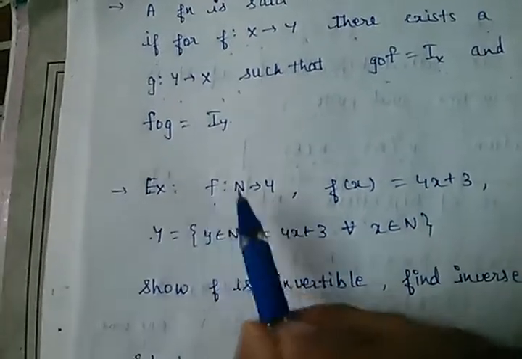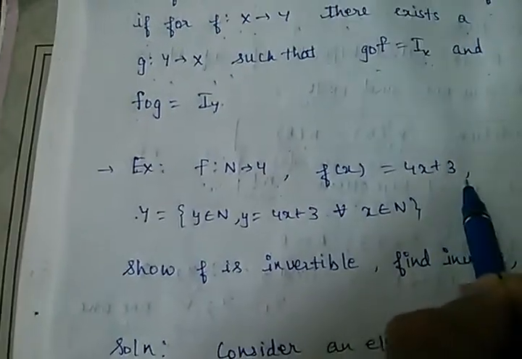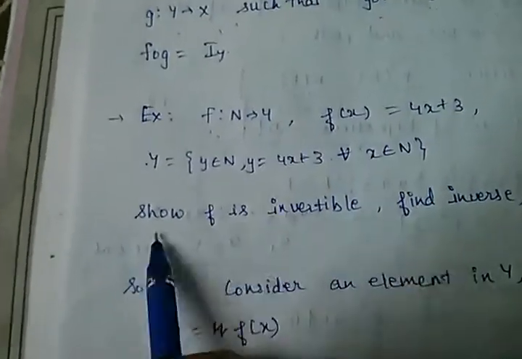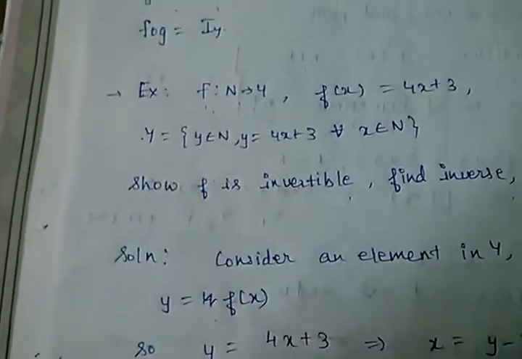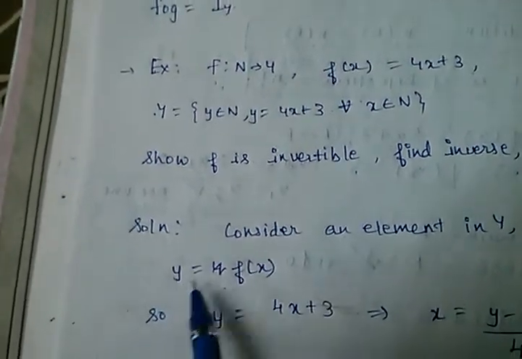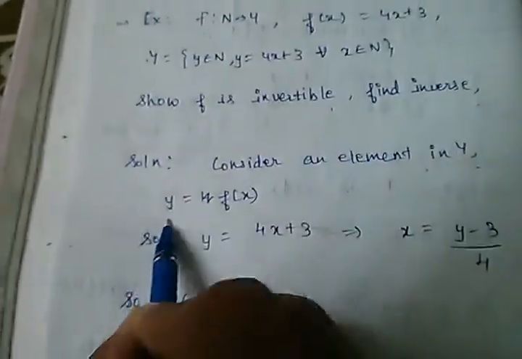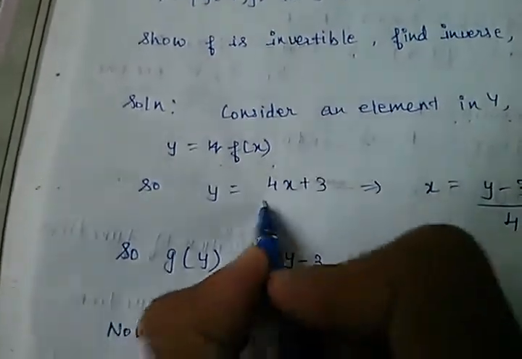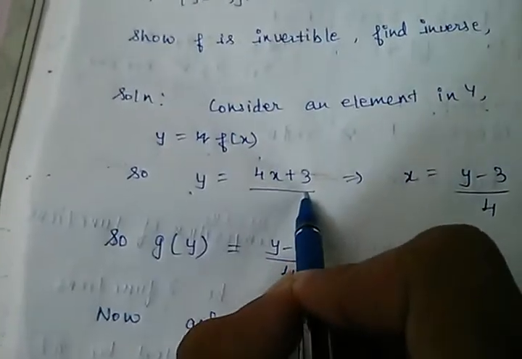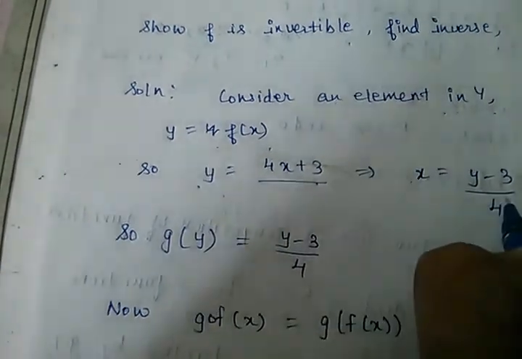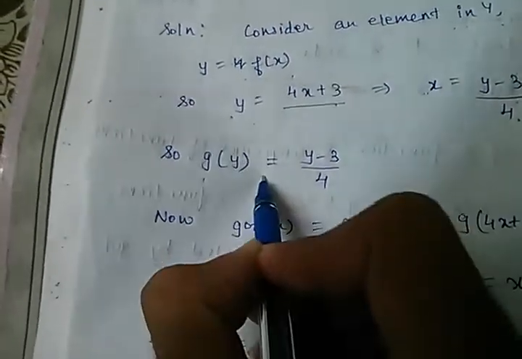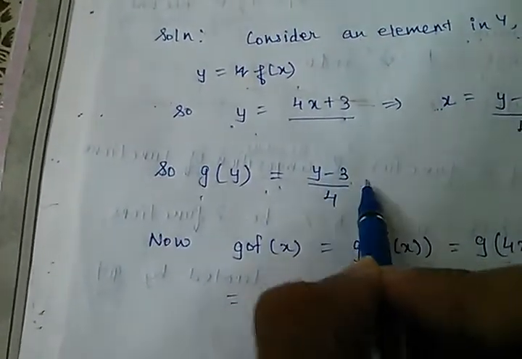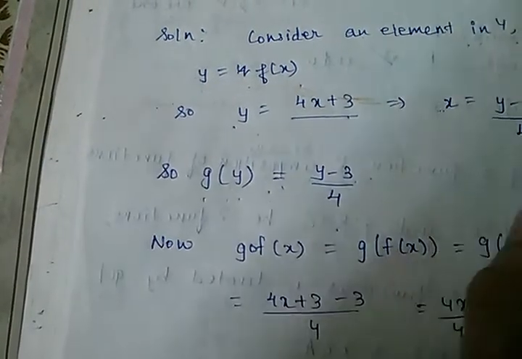Now, for example, if we take f from N to Y such that f(x) is given by 4x + 3. To show that it is invertible, first we need to show that it is invertible and then find the inverse. Now, consider an element in the set Y such that y equal to f(x). So f(x) is given by 4x + 3. So y equal to f(x). From this we get x in terms of y by the relation x = (y - 3)/4. So g(y) is given by (y - 3)/4. g(y) is writing x in terms of y.